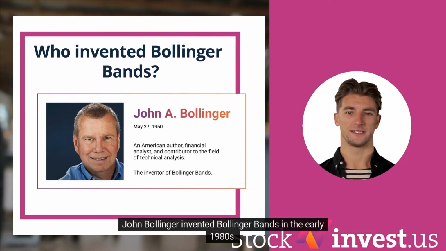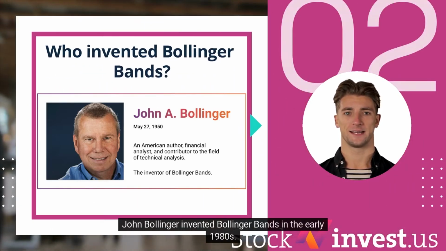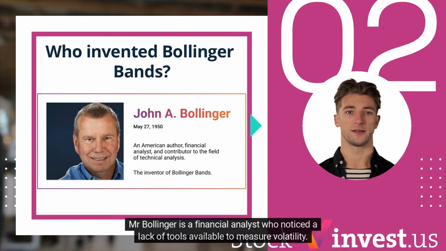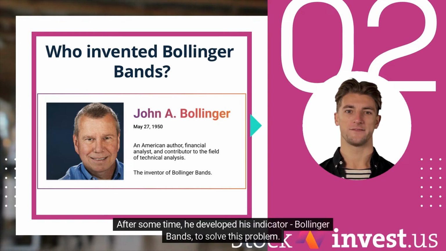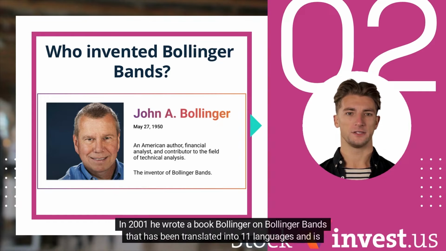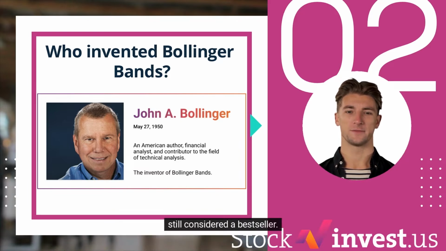John Bollinger invented Bollinger Bands in the early 1980s. Mr. Bollinger is a financial analyst who noticed a lack of tools available to measure volatility. After some time, he developed his indicator, Bollinger Bands, to solve this problem. In 2001, he wrote a book, Bollinger on Bollinger Bands, that has been translated into 11 languages and is still considered a bestseller.